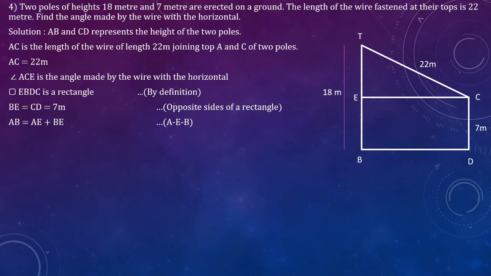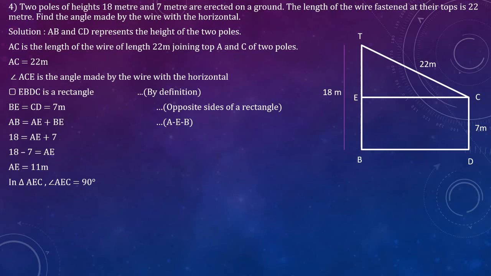Now, in order to find out AE, we know that AB is equal to AE plus BE because points A, E and B are collinear. Value of AB we already know, which is 18, which is equal to AE plus value of BE we also know, that is 7. So therefore, by subtracting 18 minus 7, we get the value of AE. So AE is equal to 11 meter.